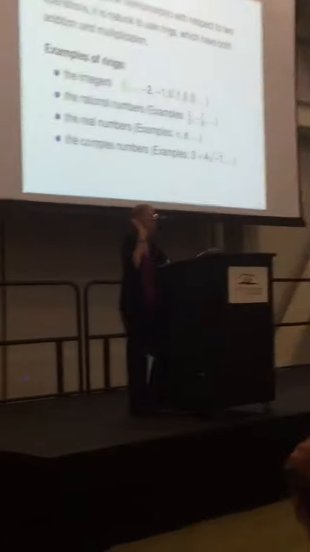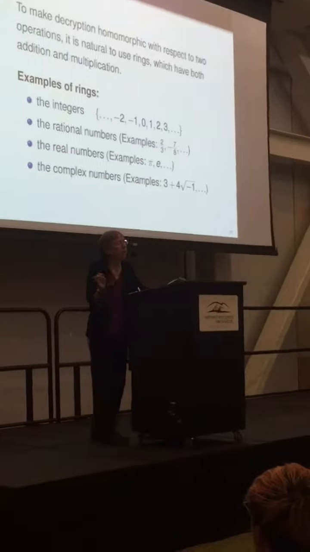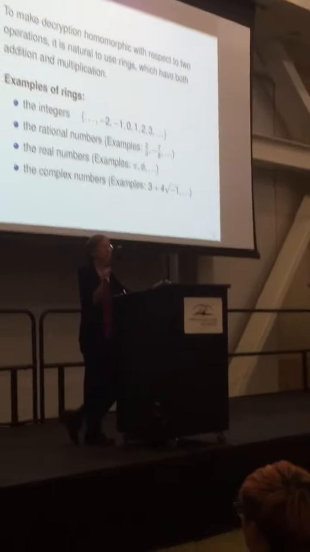So now we're throwing in things like pi and e. If you look at the real numbers, add two real numbers, you get a real number. Multiply two real numbers, you get a real number. So that's another example of a ring. These are all examples of rings.